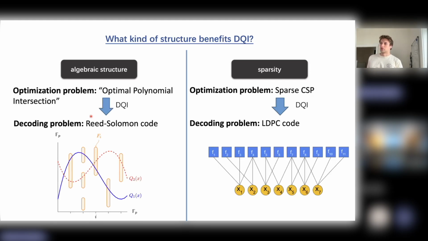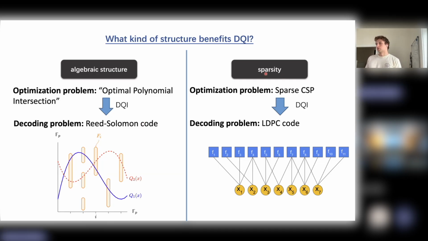And there are two very natural structures that we study. One is algebraic structure and one is sparsity. Algebraic structure, we give one important example here, where the optimization problem, we call it optimal polynomial intersection. So it's essentially polynomial fitting over FP, or polynomial intersection over FP. And one can show that if you apply this DQI reduction, this now reduces to the decoding problem of a Reed-Solomon code, which are algebraic codes, which have very, very nice properties. You can decode them very well and with provable decoders up to very high distance.